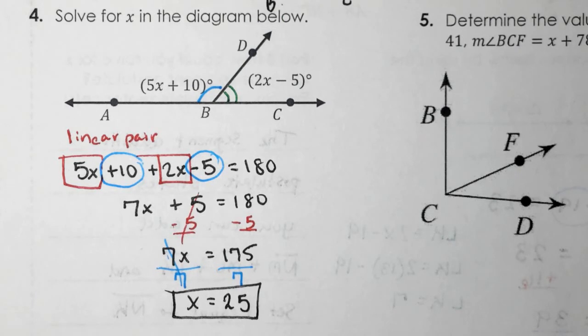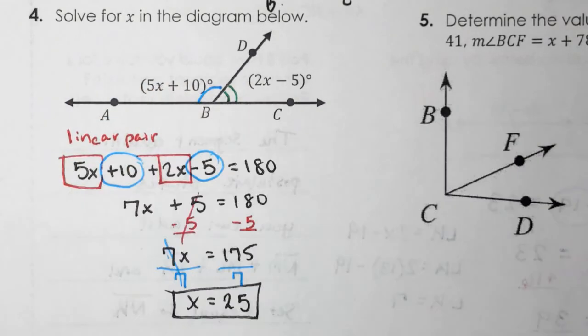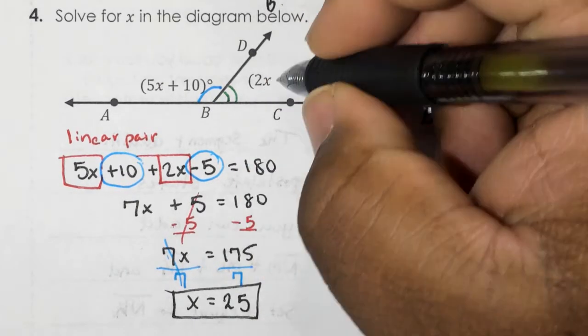Alright. You should have done your work like I did and got x equals 25 when you solved. Now, one thing I will say, just to add in on this problem, if you ever want to check and see if your answer was correct, you know this is a linear pair, it should add up to 180. You can plug back in on both sides if you wanted to.